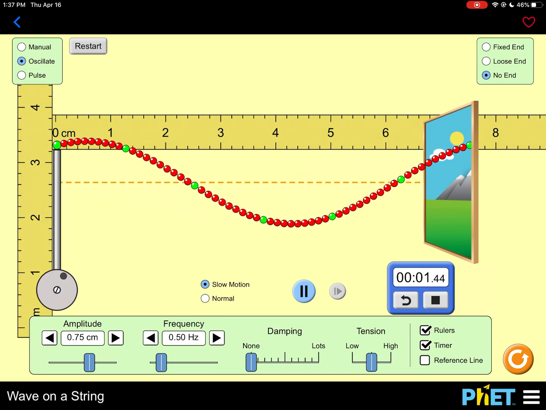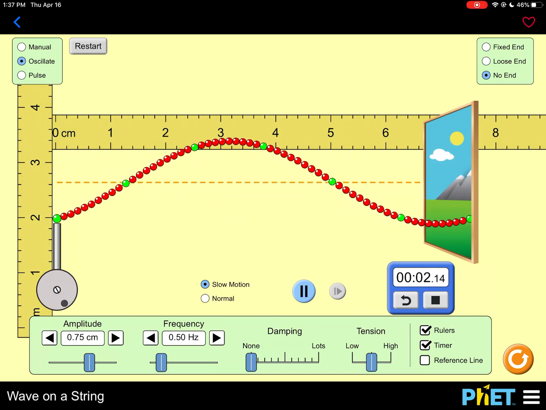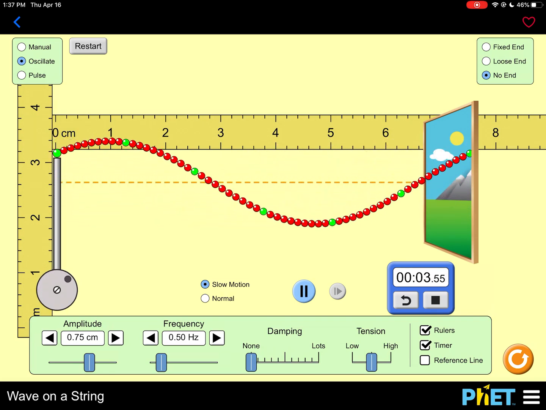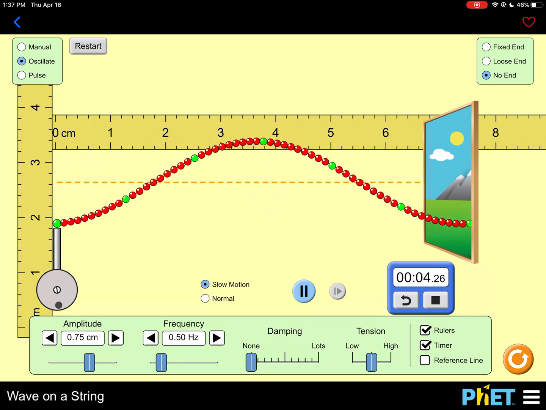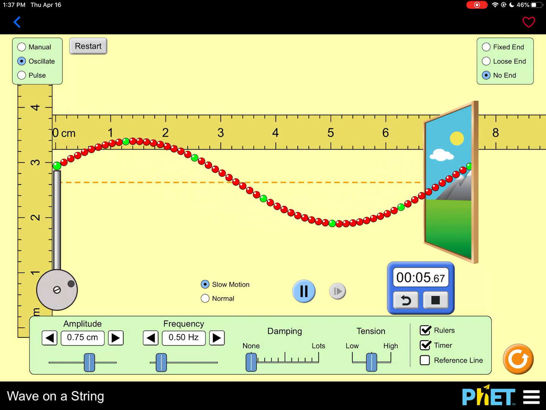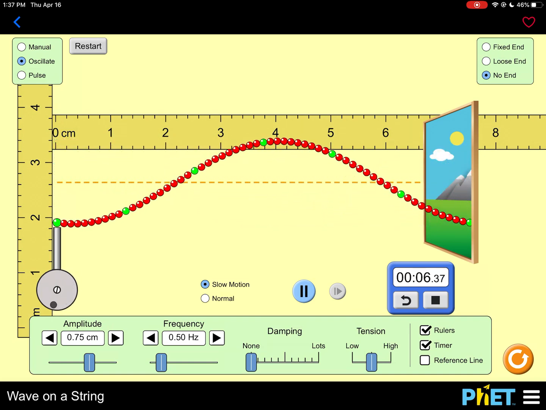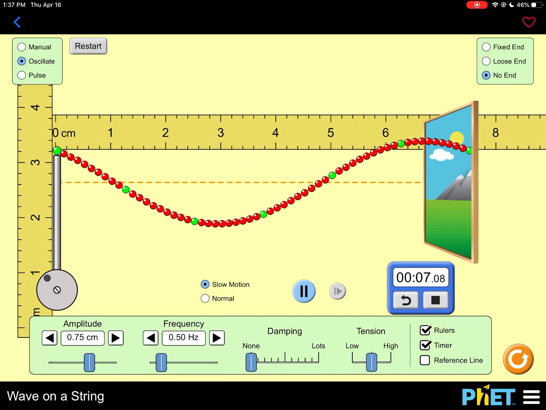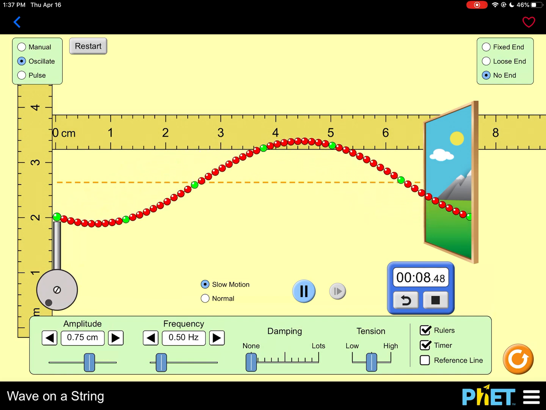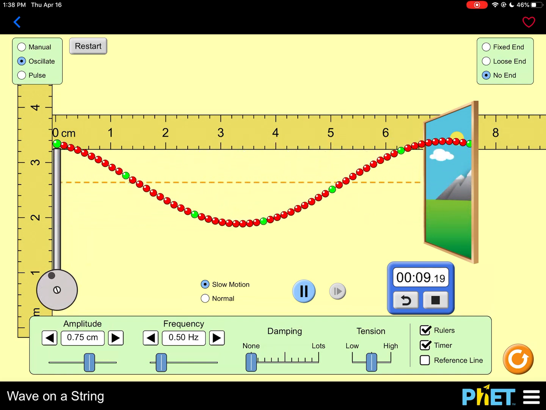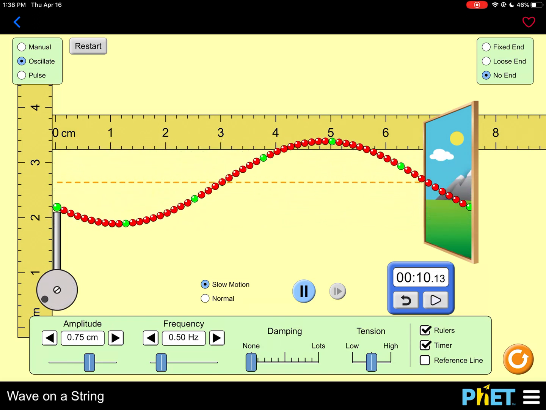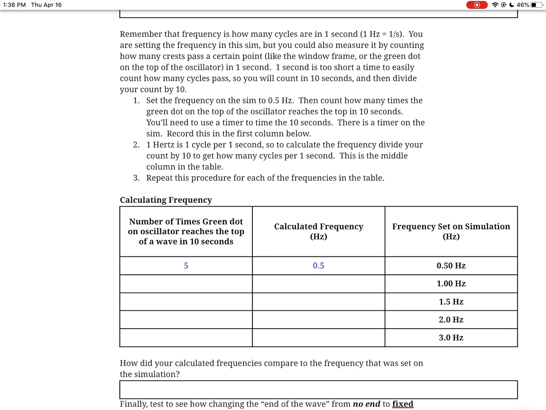It's 1, 2, 3, 4, 5, and that's 10 seconds. So there were 5 cycles in 10 seconds.